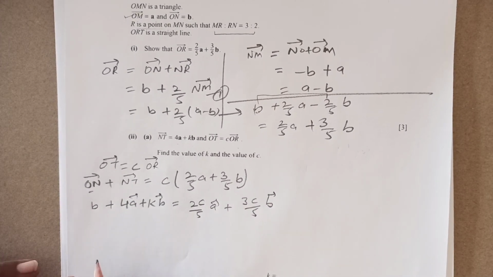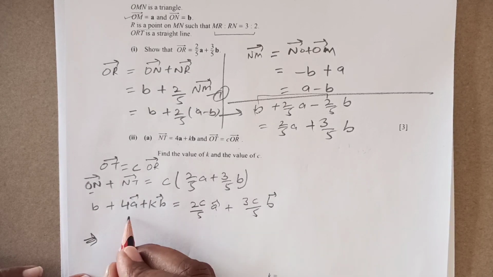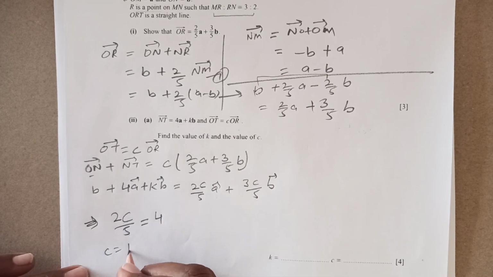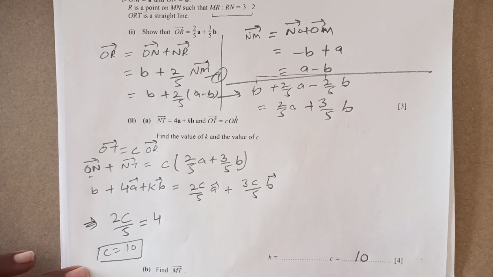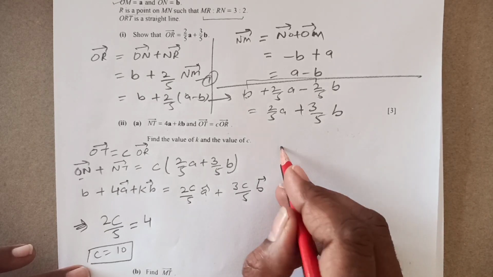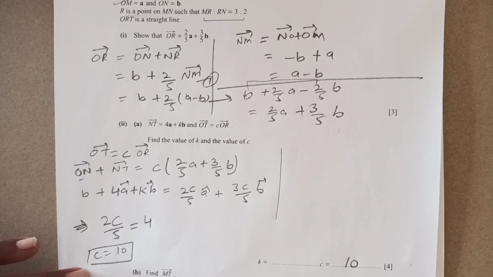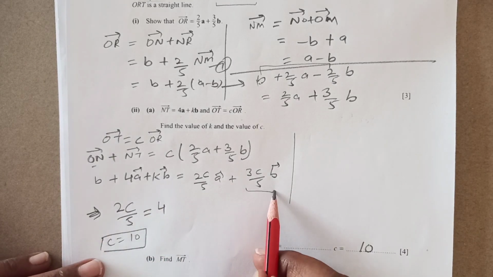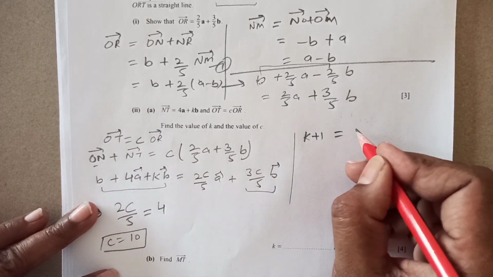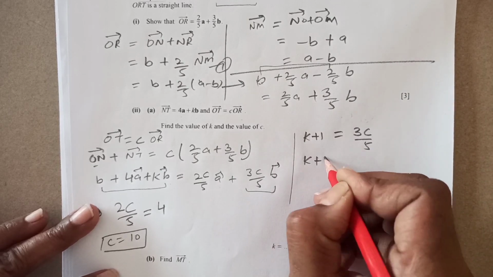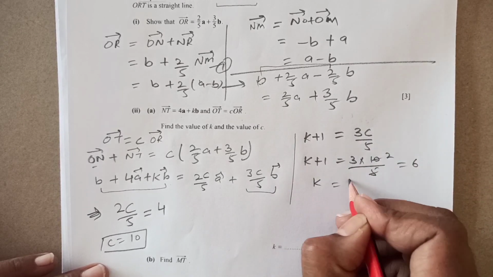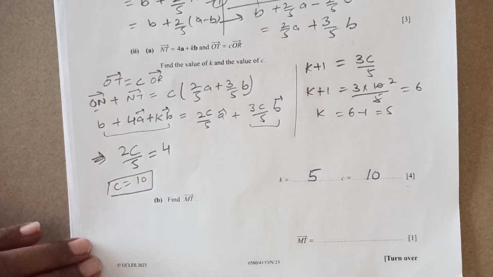Now equating the coefficients, the coefficient of A is 4, and 2C over 5 is equal to 4. So C is equal to 5 times 4, 20, 20 over 2, that is 10. So the value of C is 10, right? Once you have the value of C, we can find the value of K. Equating the coefficients of B: this side we have K plus 1, that side we have 3C over 5. So K plus 1 equals 3 times 10 over 5, which is 6. So K is equal to 6 minus 1, that is 5. So the value of K is 5, right?